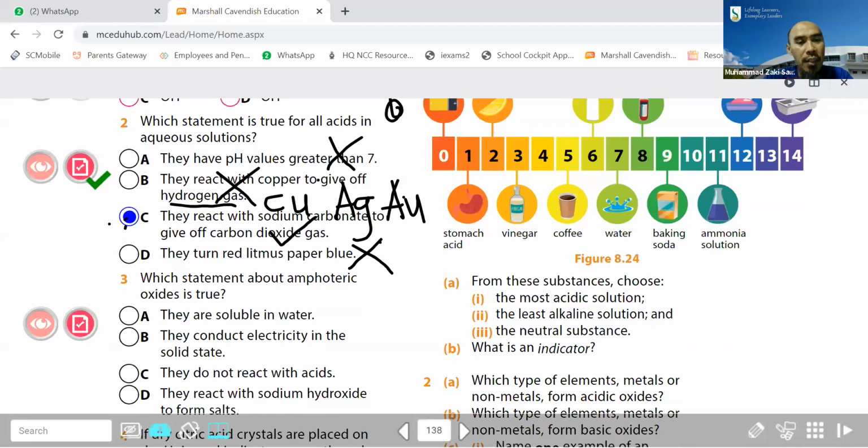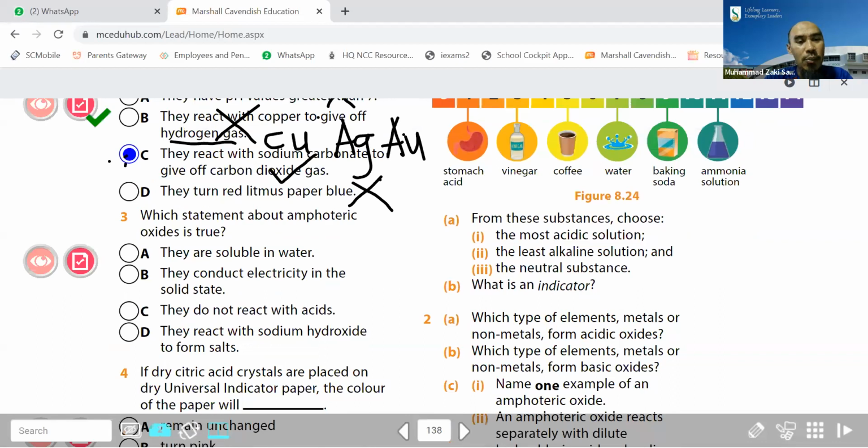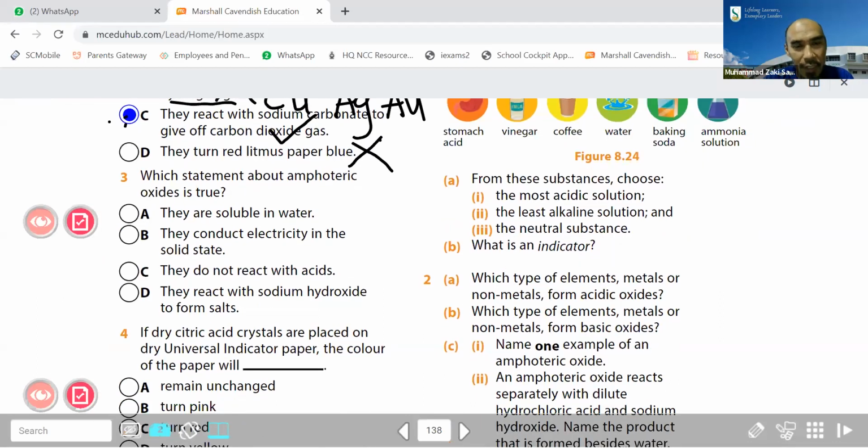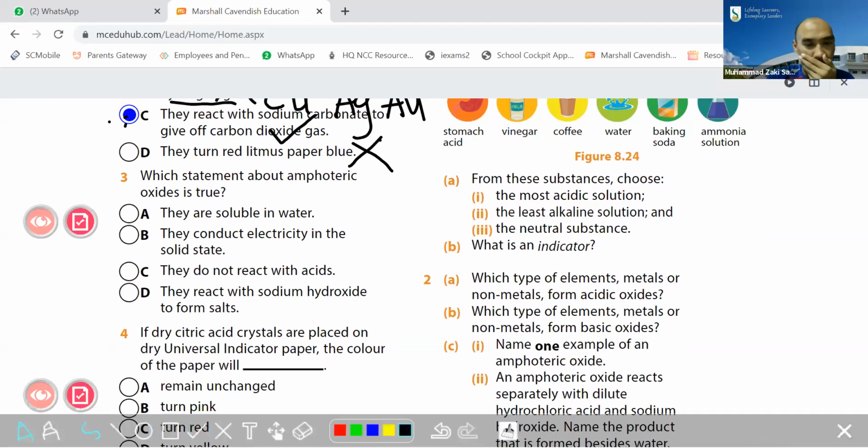Next one. Which statement about amphoteric oxide is true? Remember, amphoteric oxide reacts with both acid and alkali to give you salt and water. So which one? They are soluble in water? Not necessarily. They can conduct in solid state? Cannot. They are all ionic compounds? Yes, they are all ionic compounds.